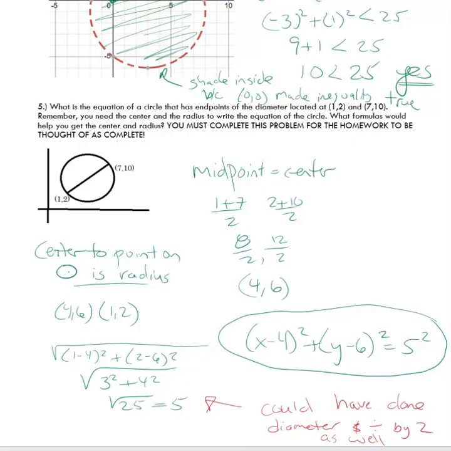And then you can either find the whole entire diameter and divide by 2, or you could just go from 4, 6 to one of those points, and you find out that you have a radius of 5. So it's equals 5 squared.